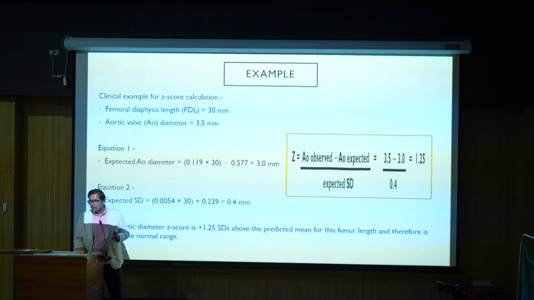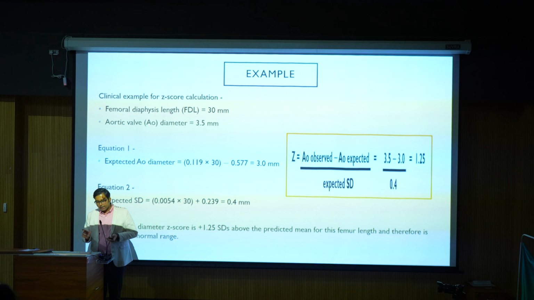So this is just an example. Don't bother too much, just to have the concept of how the Z score calculation is actually done. If you calculate a femoral diaphysis length, say for example it is 30 millimeters, and suppose the aortic valve diameter that you have measured is 3.5 millimeters. Now the expected aortic diameter for that 30 millimeter femoral length is around 3 millimeters. The expected standard deviation for that particular gestation is somewhere around 0.4 millimeters. Then the Z score would be the observed minus expected value divided by the expected standard deviation.